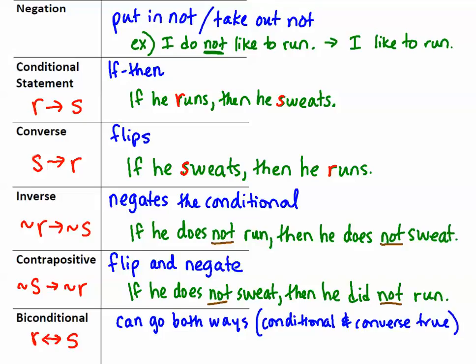For example, a polygon is a triangle if and only if it has 3 sides. And remember, you can abbreviate the if and only if, IFF.